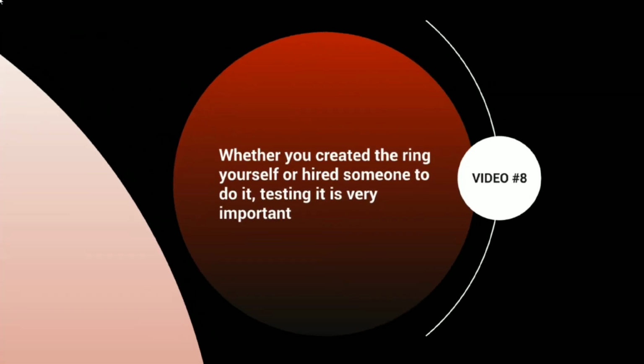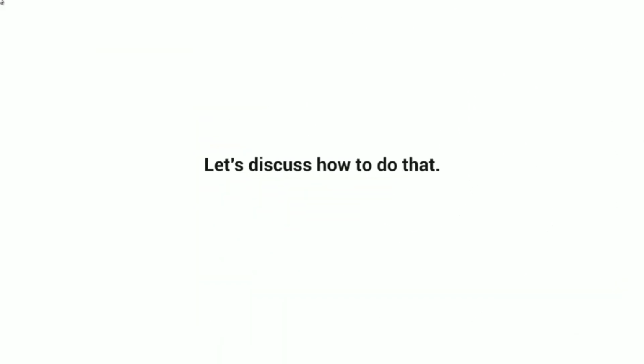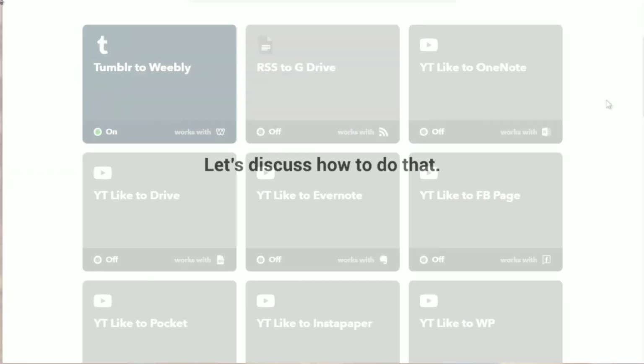So whether you created the ring yourself or you hired somebody to do it, testing is very, very important. In fact, we outsource most of our rings, but we still have to go back and test it out. A lot of times these freelancers will test it out, but they're really relying on you to test it because they can't upload a YouTube video to your YouTube channel unless they have access. And a lot of times we don't give them access for privacy and security reasons. So let's go ahead and discuss how to do that. Let's hop on back over to IFTTT and I'll show you how you need to test things out.